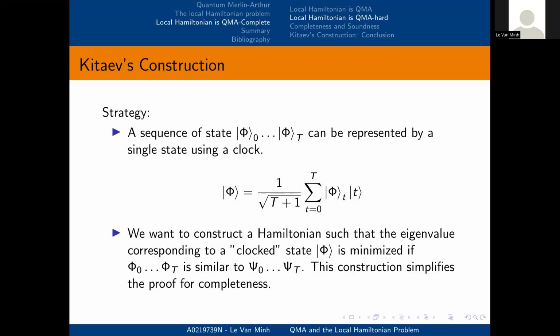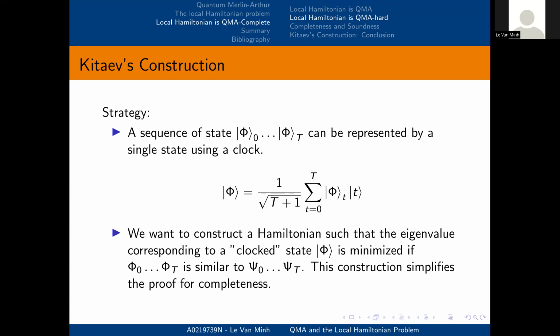So before we get into the construction of the Hamiltonian itself, we can get some common strategy out of the way. We notice that a sequence of states phi 0, phi 1, phi 2 can be represented by a single state using a clock tensor on its right-hand side, as you can see in this. We will use this phi state as the state that's going to produce the eigenvalue that we want.